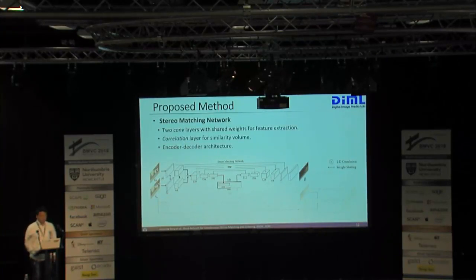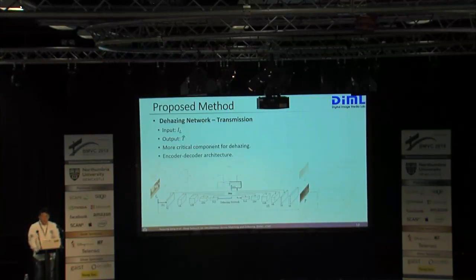For more details, it has two parallel convolutional layers with shared parameters to extract features from left and right images. Then the correlation layer calculates the similarity volume from the extracted features. The output disparity map is regressed from the similarity volume through the encoder-decoder architecture.